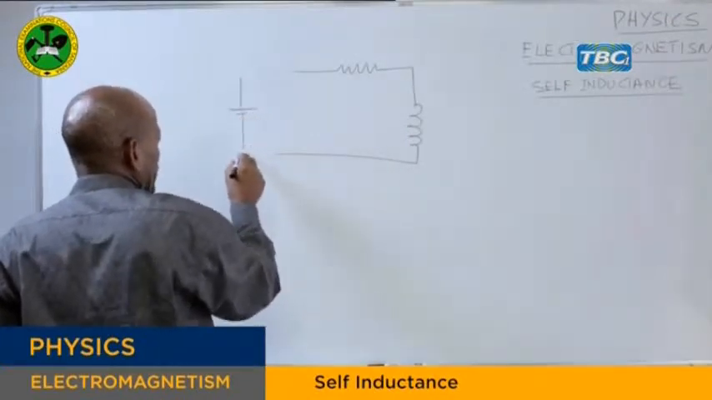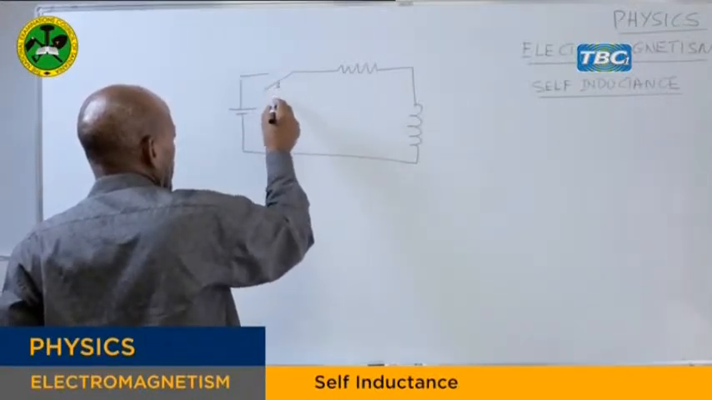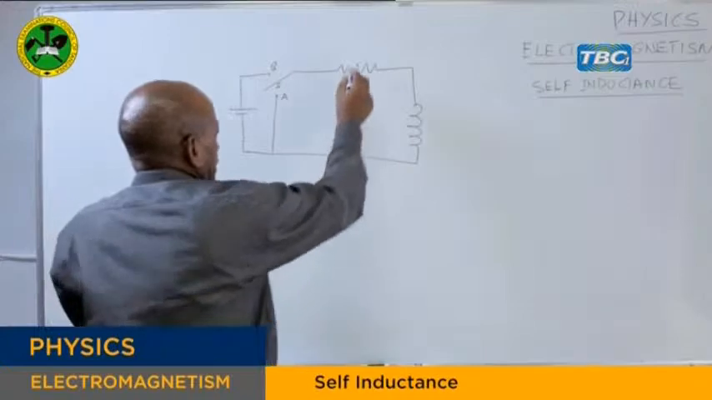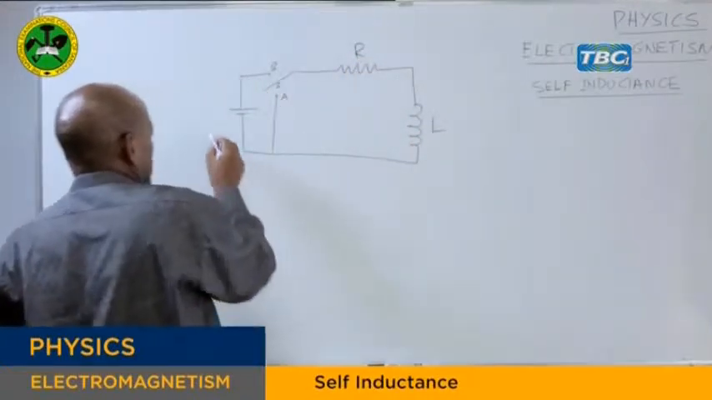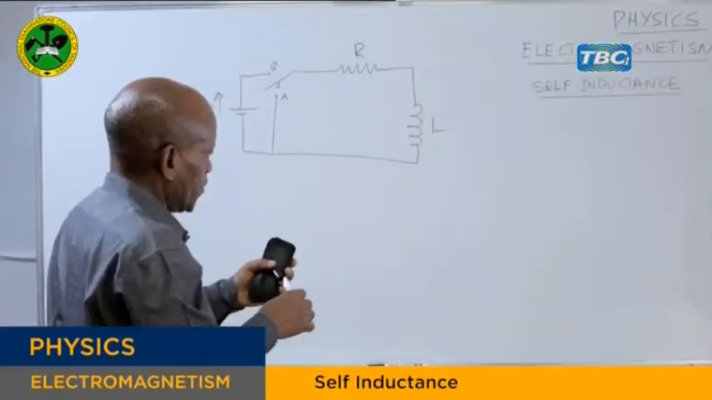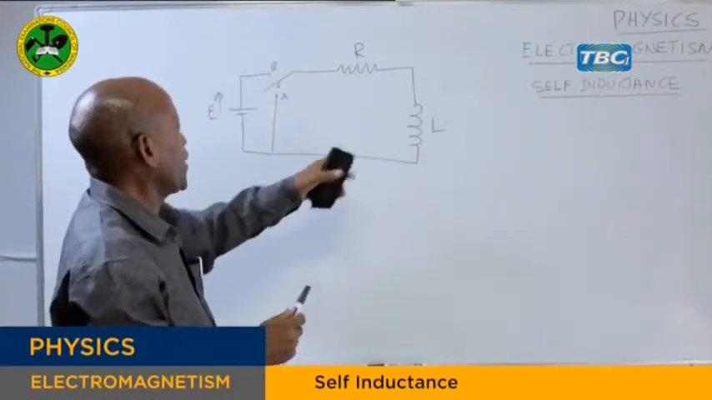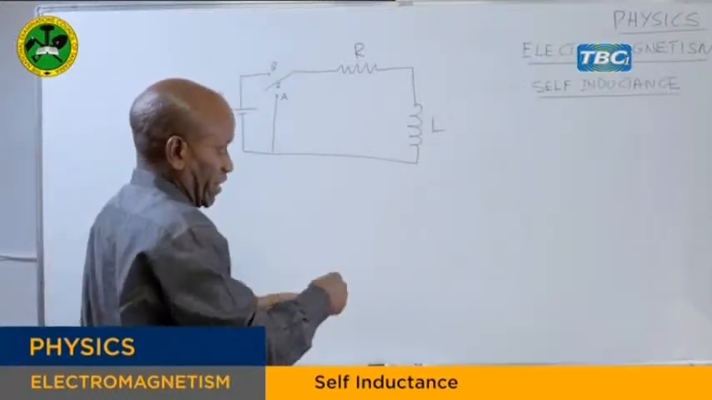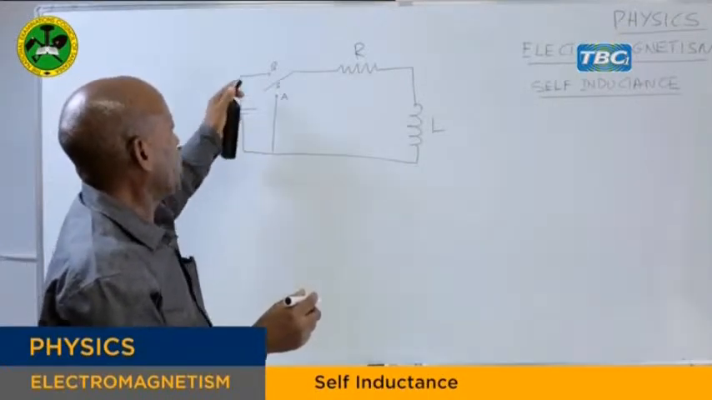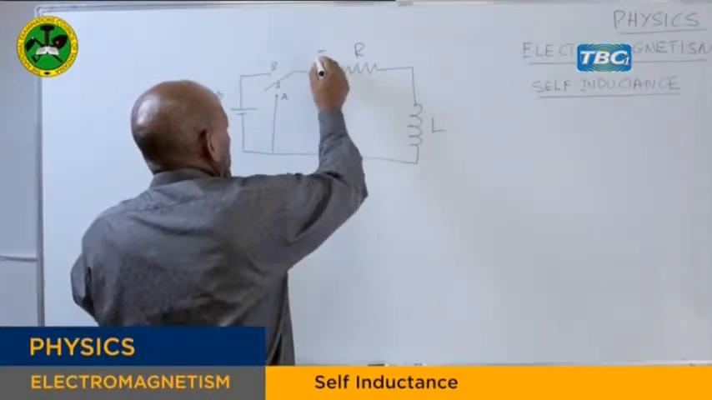So we could have such a simple circuit of a resistor there and an inductor there, connected to a battery there, and a switch S connected at A and at B. This is a resistor, this is an inductor, and this is a battery producing a certain EMF E. In the first case, whenever the switch S is connected to B, there will be a current flowing through the circuit, depending upon the battery E.